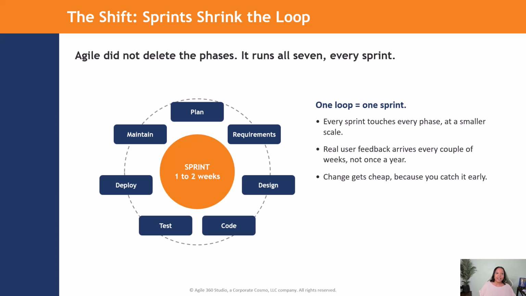So the SDLC didn't leave. It just went from one giant loop to a small loop that repeats itself. That's what's called iterative, and that changes the economics completely. Real feedback shows up every 2 weeks instead of every 12 months. So course corrections are small and cheap instead of massive and painful.